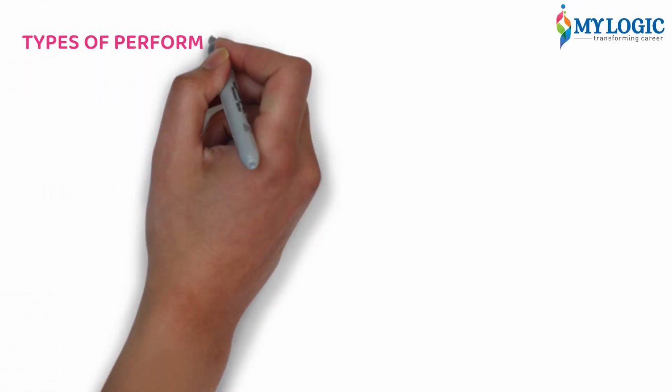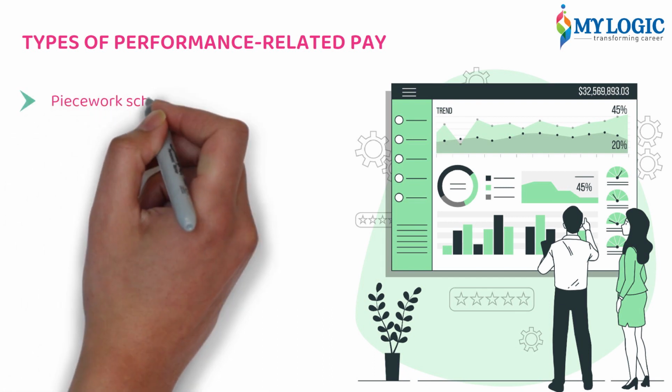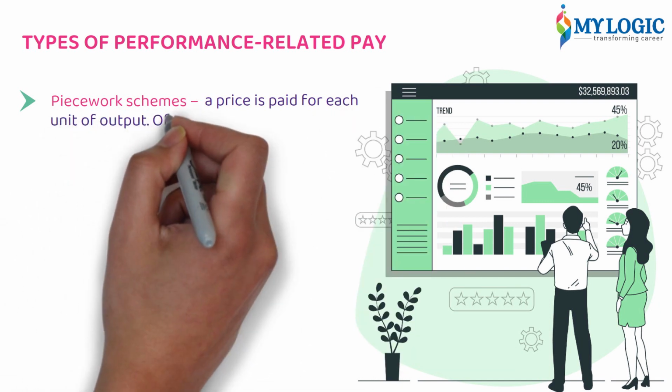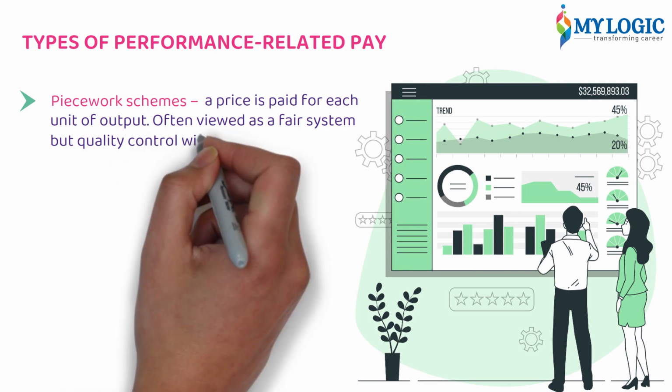Types of performance-related pay. There are a number of different types of performance-related pay. Piecework schemes. A price is paid for each unit of output, often viewed as a fair system, but quality control will be required.